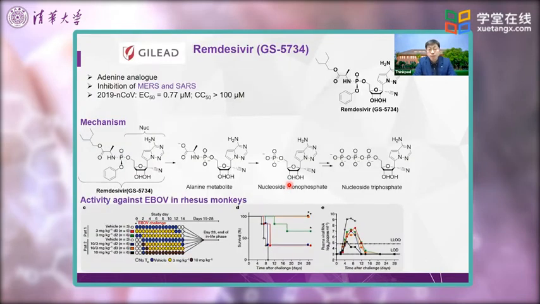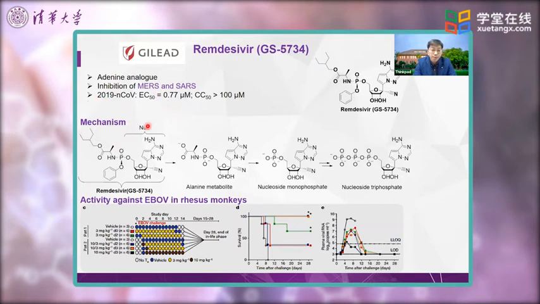The first nucleotide analog I will discuss here is remdesivir. It was developed by a company called Gilead. The chemical structure is shown on the upper right. It's an adenine analog. Originally, it was developed for treating MERS and SARS. It has been tested in an in vitro assay, with an EC50 value around 0.8 micromolar.